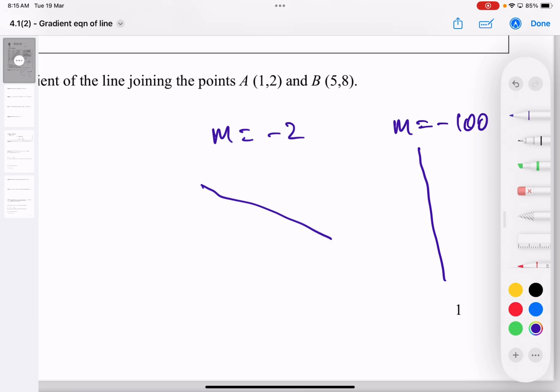But you go from left to the right, it goes downwards. Is that clear? Okay, so these are the basics of gradient that you should have already known when you are in Set 1. Okay, you should already know this when you are in Set 1.